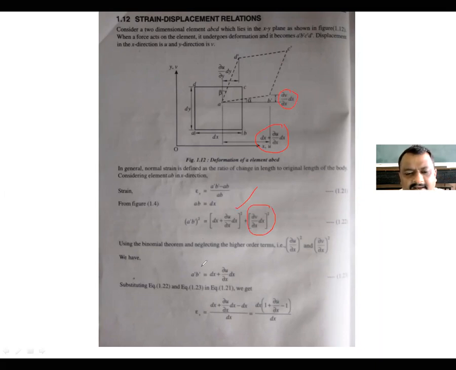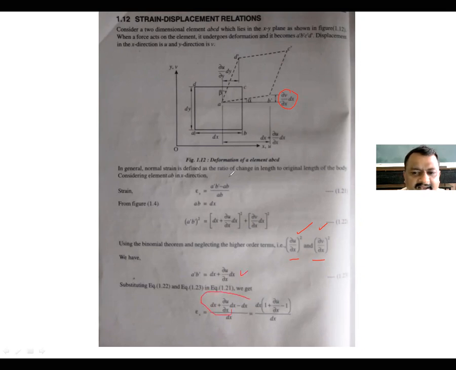Using the binomial theorem and neglecting higher order terms, I can simplify. Dou u by dou x is a small term, and the square of a small term is still smaller, so I am neglecting those two terms. So I am left with only dx plus dou u by dou x into dx. So a dash b dash is what? Dx plus dou u by dou x into dx.